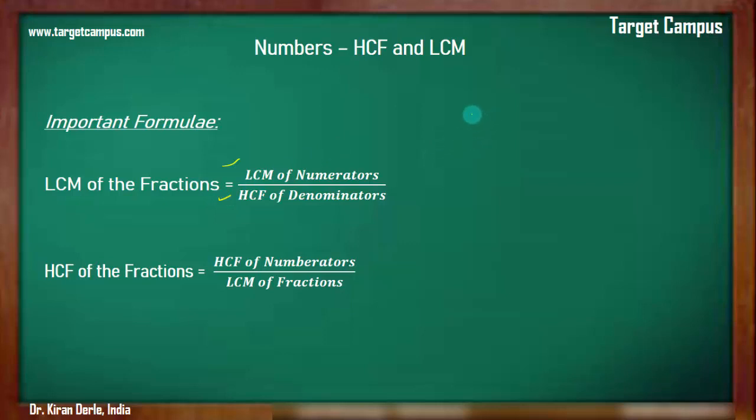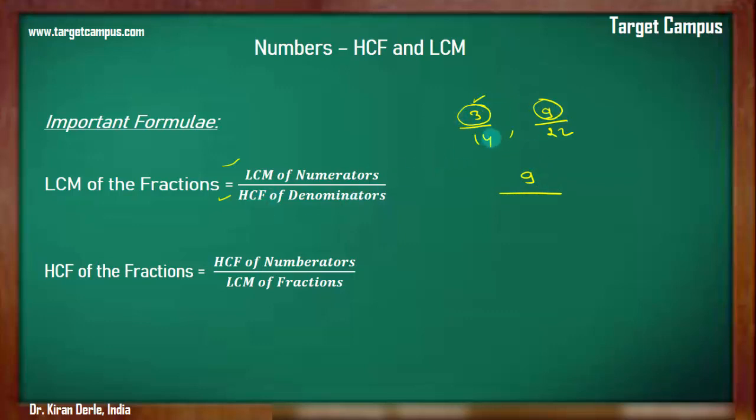For example, let's take 3 upon 14, and 9 upon 22, 5. Okay, so what is the LCM of these fractions? So the LCM of numerators. What is the LCM of numerators? The greater number is 9. 9 is divisible by this. Yes, so the LCM of numerators is 9.